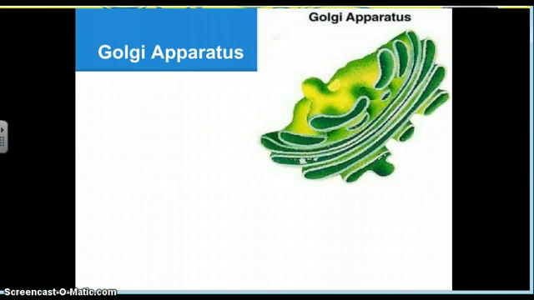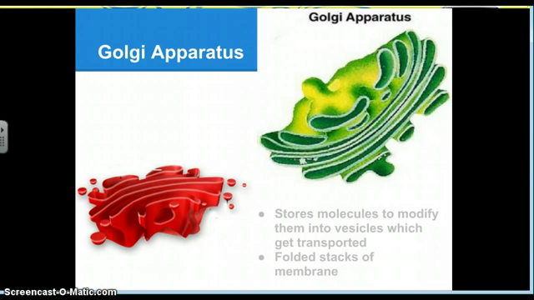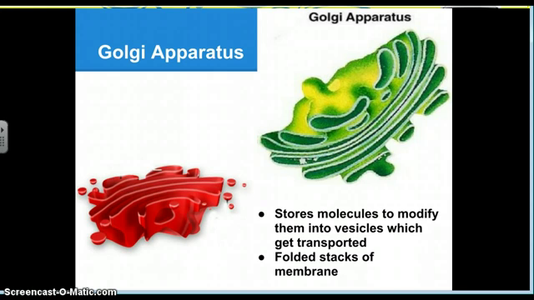Now we have the Golgi apparatus. Our Golgi apparatus stores molecules to modify them into vesicles, which get transported, and they also fold the stacks of membrane. So just kind of think of it as folded stacks of towels, and how it has those kind of not wrinkles but spaces in between.